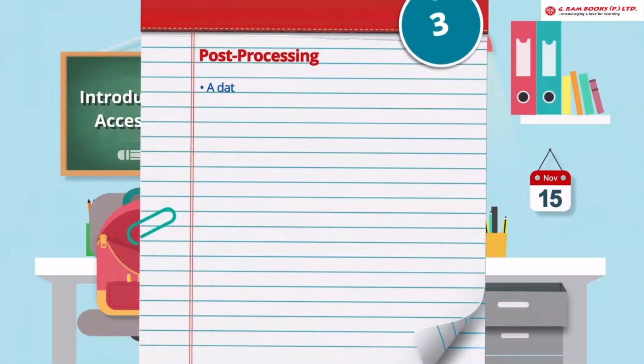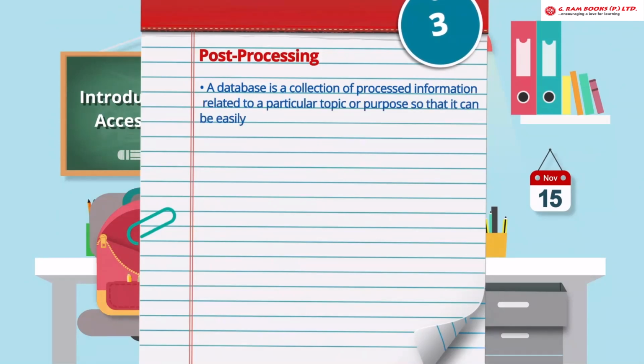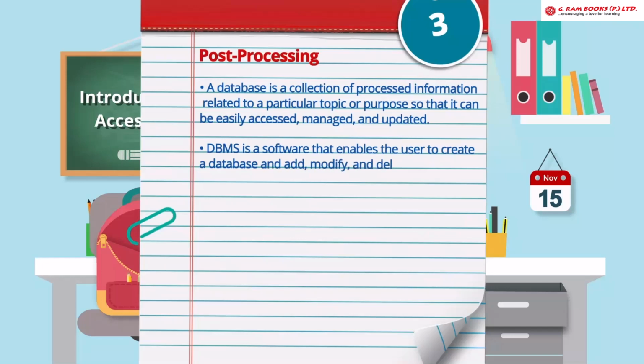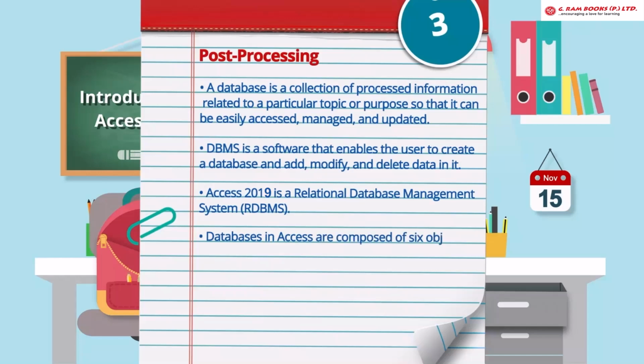Post-processing. A database is a collection of processed information related to a particular topic or purpose so that it can be easily accessed, managed, and updated. DBMS is a software that enables the user to create a database and add, modify, and delete data in it. Access 2019 is a relational database management system, RDBMS. Databases in Access are composed of 6 objects: tables, forms, queries, reports, macros, and modules.